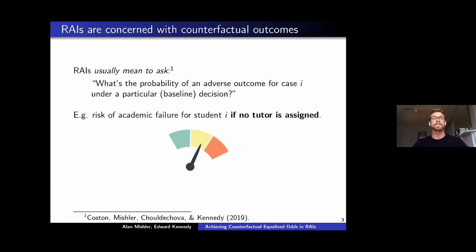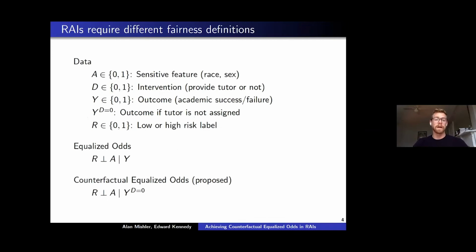mitigate risk. So we've argued elsewhere that RAIs, risk assessment instruments, usually intend to ask: what is the probability of an adverse outcome under a particular decision, often a baseline decision? So we've argued that they're naturally concerned with potential or counterfactual outcomes. So not "is student i going to fail", because an intervention might change that outcome, that's what it's designed to do, but rather "will the student fail if we don't assign them a tutor?" So given this, we claim that RAIs require different fairness definitions than what is conventionally talked about in the literature.